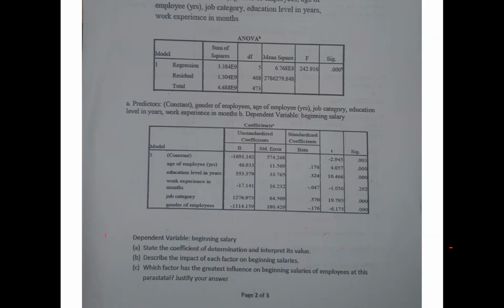You get that? So how do you interpret it now, the words that you use? You say an additional year in education will lead to 353.34 unit increase in what? In the beginning salary. Did you get that? Yeah, you got it.